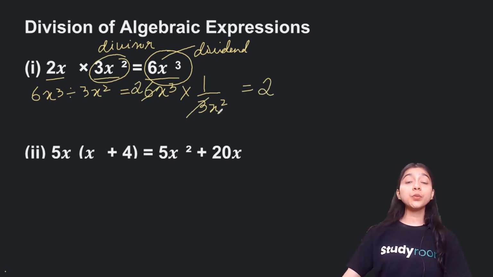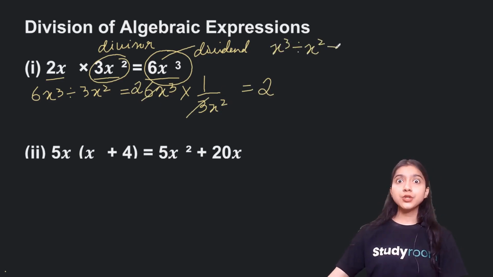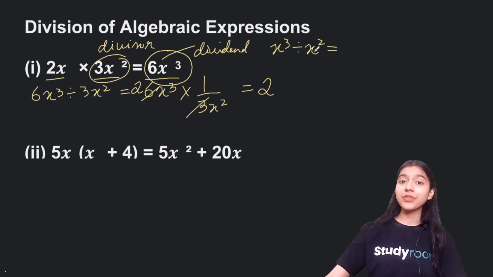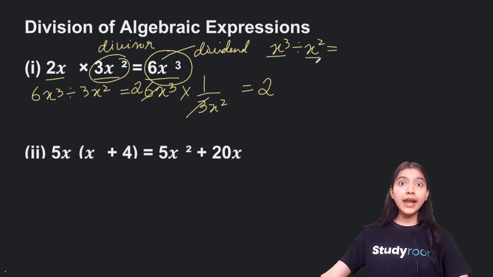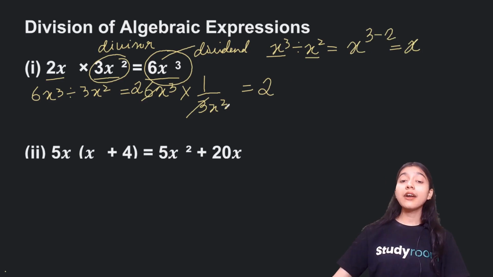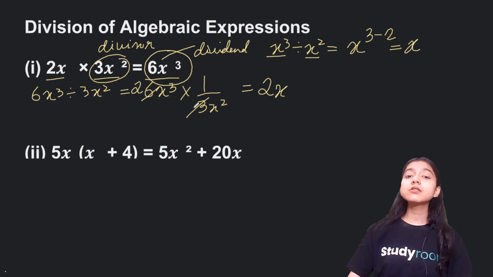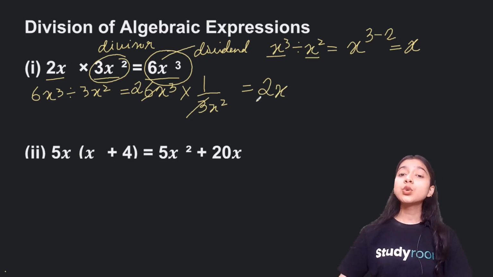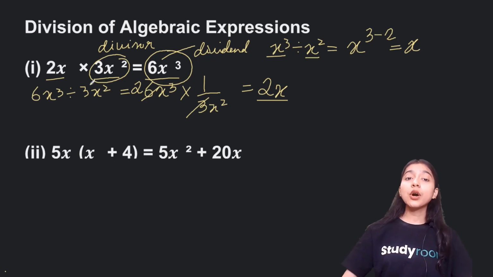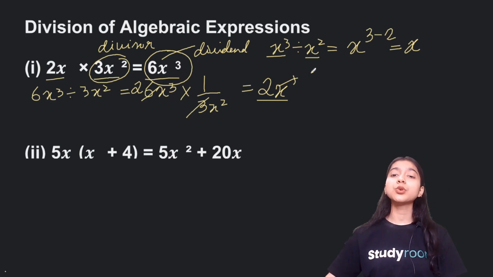Now, what about this x cubed and x squared? I have taught you this in algebraic exponents in power. When bases are same and they are getting divided, then their powers will be subtracted. That means we will be left with x power 3 minus 2, which is equal to x power 1, which can be written as x. So, our answer will be 2 times x, because 3 gets cancelled out with 6 leaving behind 2, and x cubed divided by x squared gives us x. So, 2x is our quotient, because when 6x cubed is the dividend and 3x squared is the divisor, then 2x is the quotient that we get.